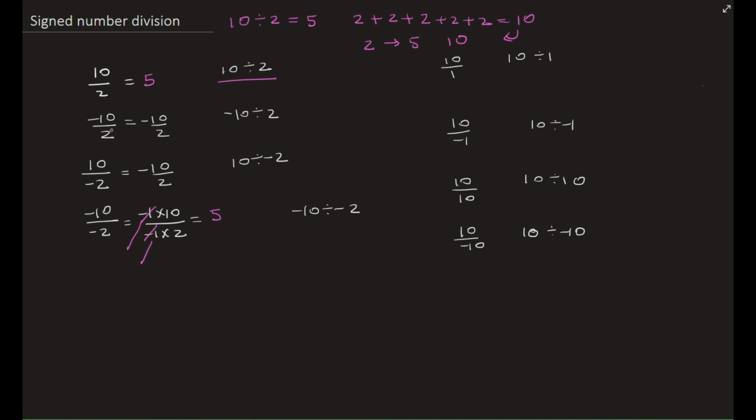Suppose I have negative 10 divided by 2, the negative sign moves outside the fraction and the answer is negative 5. Again, if I have 10 divided by negative 2, then the negative sign moves out and the answer is negative 5. Now, if a number is divided by 1, the answer is the number itself. If a number is divided by negative 1, the answer is the opposite of the number. If a number is divided by itself, the answer is 1. If a number is divided by its opposite, the answer is negative 1.